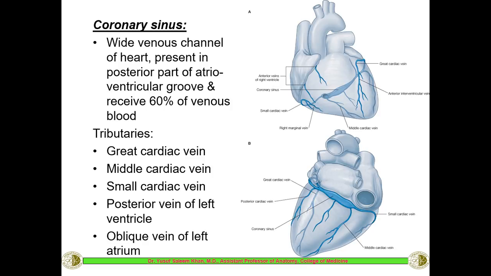You can also see the oblique vein of the left atrium, which sometimes drains into this coronary sinus. So these are all the tributaries of the coronary sinus, the main vein which drains almost 60% of the venous blood back into the right atrium, along with the superior and inferior vena cava, to be purified.